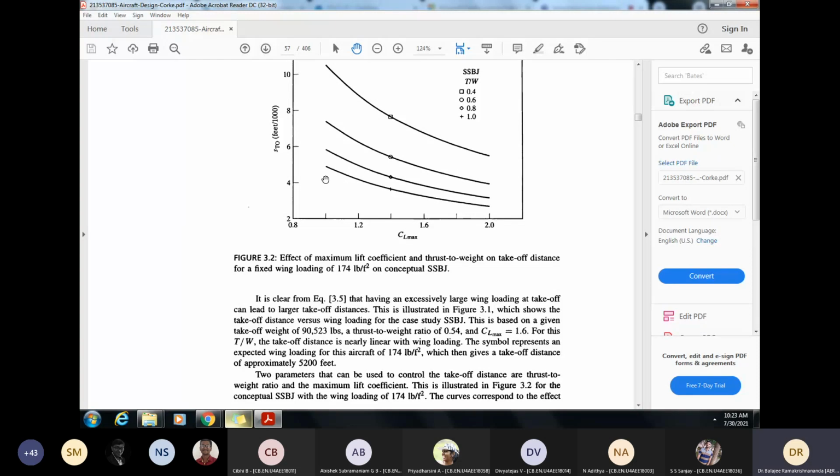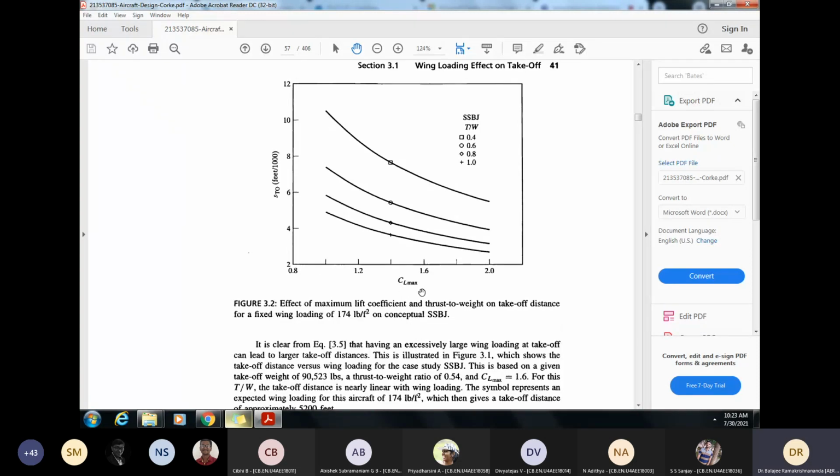Another graph is given with CL max on the x-axis and S TO on the y-axis. It is plotted for various values of T by W. So you have to draw graphs like this. T by W is 0.4. When you increase T by W, the takeoff distance comes down. It should logically agree. 0.4, 0.6, 0.8, 1.0. If you have more thrust, you can take off faster. Physically, you should be able to reason out these graphs also. Otherwise, something is wrong in your graph.